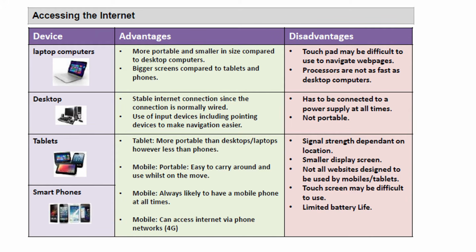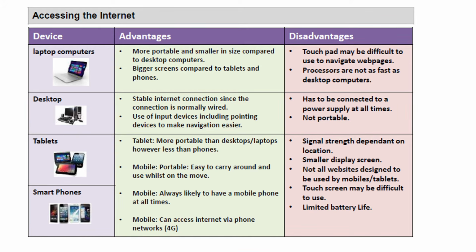For desktops, there is a stable internet connection because it's wired. That's why it's really good internet, and it uses a mouse, which is easier for navigation. But sadly, it has to be connected to the power supply at all times. So if your power supply runs off, it's going to be a bad thing because your desktop is not going to work. And sadly, it's not portable like the other devices.